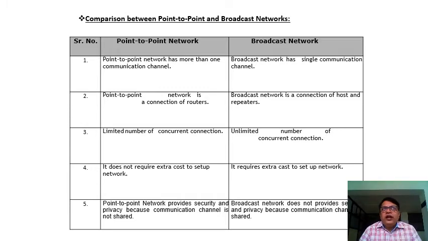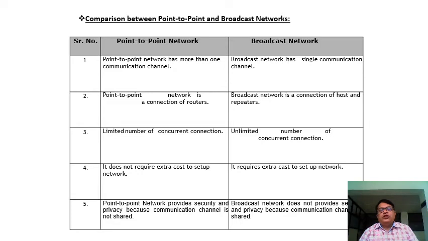Point-to-point networks are more secure than broadcast networks. Very simple: in a point-to-point network, the data which I send to you goes over a dedicated link, shared between you and me only. So naturally, that data will be secure. Whereas in a broadcast network, the data which I want to share with you is shared among all the users on the network. Because of this, broadcast networks are not as secure as point-to-point networks. So this is the difference.